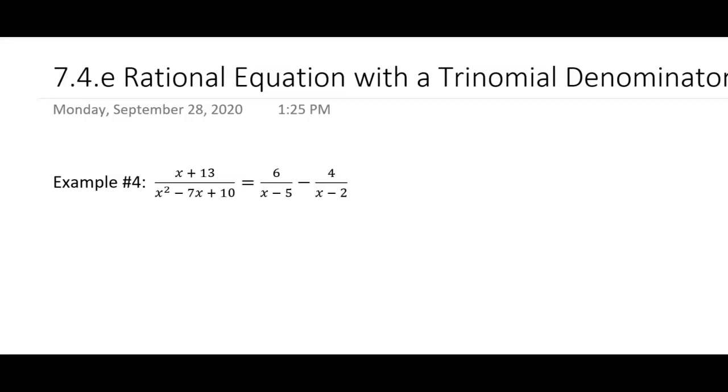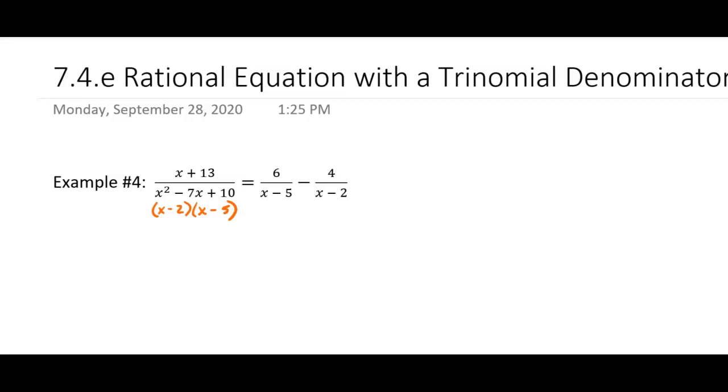So now this time we have a trinomial denominator, but it's going to work similar to what we did on the last problem. You're going to have to factor that trinomial. Now this one's going to factor into x minus 2 times x minus 5. Now you might say, oh, that's odd, that was the two denominators on the other side. Yeah, we kind of suspected that was going to happen maybe, but there's no guarantee that that's going to happen, but it's very convenient when it does.